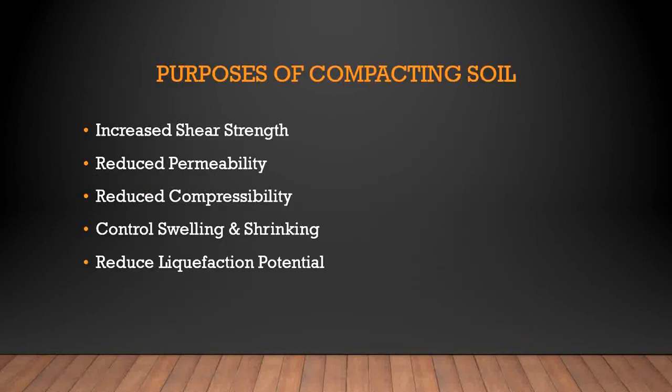Now we will see what the purposes of compacting a soil are. When we compact a soil, we get increased shear strength of the soil mass. We get reduced permeability and reduced compressibility. Then we get control on the swelling and shrinkage properties of a soil mass, and there is a reduction in the liquefaction potential. So these are the various purposes of compacting a soil sample or a soil mass.